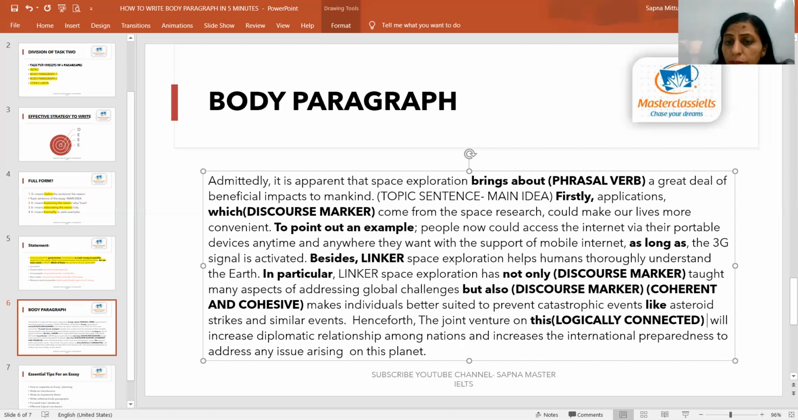I hope you have understood how we use the phrasal verb, what the topic sentence is, how to give an example, and also what the discourse markers are, how they are connected to the previous line using "in particular" or "this" or "which". If you use these things, then definitely it will help you and it will give good bands, right? So always try to write like this. If you find any kind of doubt, you can watch the video again, you can write in the comment box, and I'll explain it to you.